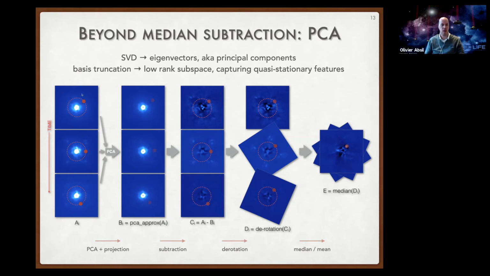So basically, you use the whole information that you have to compute this low-rank subspace. You project each of the images individually onto that low-rank subspace to provide an estimation of your PSF. You subtract it from each frame one by one to get the residuals, and then once again you derotate and mean combine or median combine these residuals. So this is the way. There are of course variants to this technique, but this is the way high contrast imaging data are generally processed nowadays.